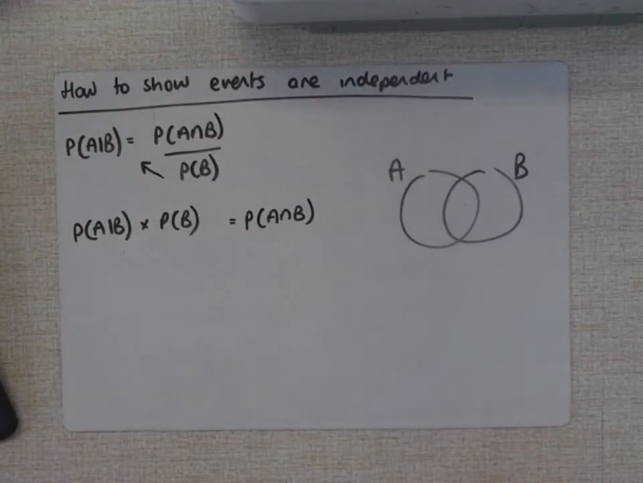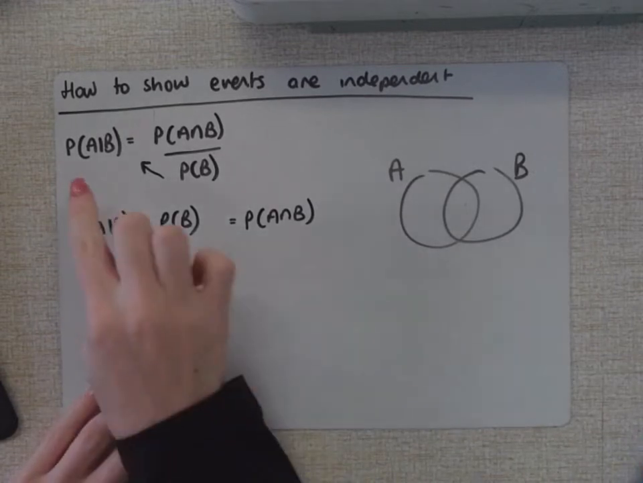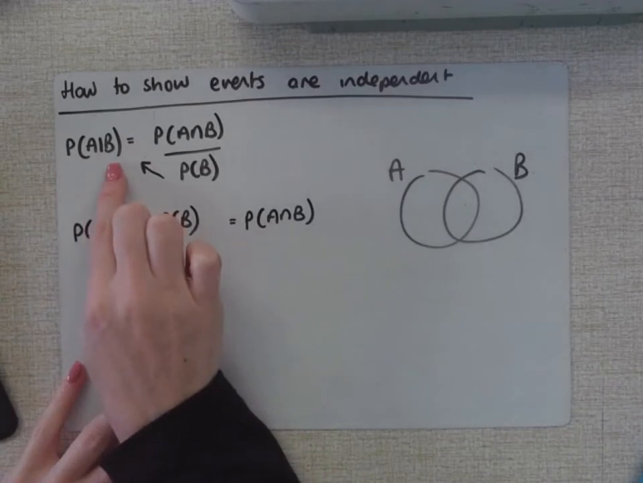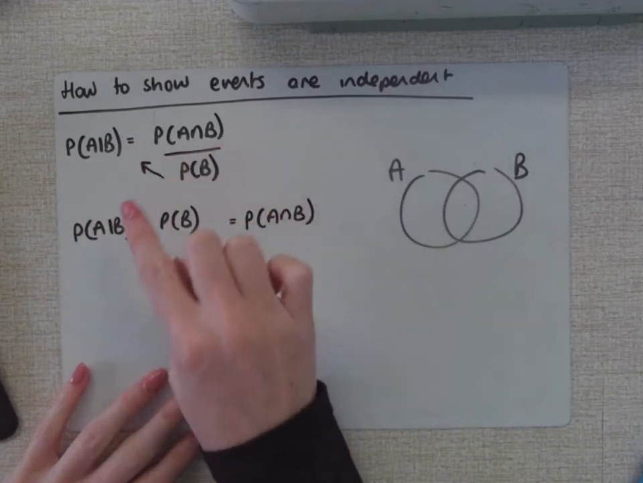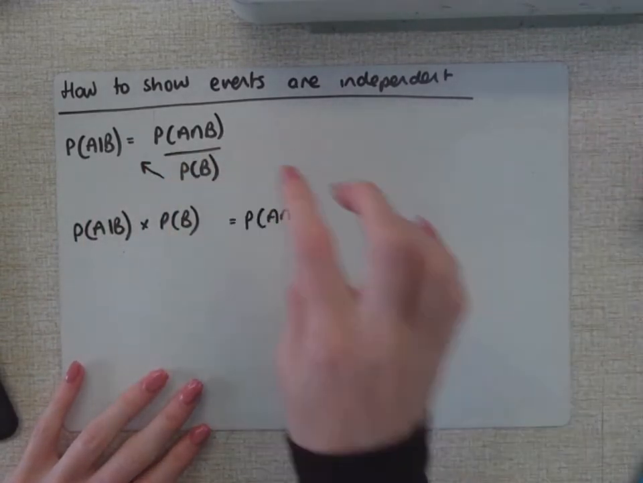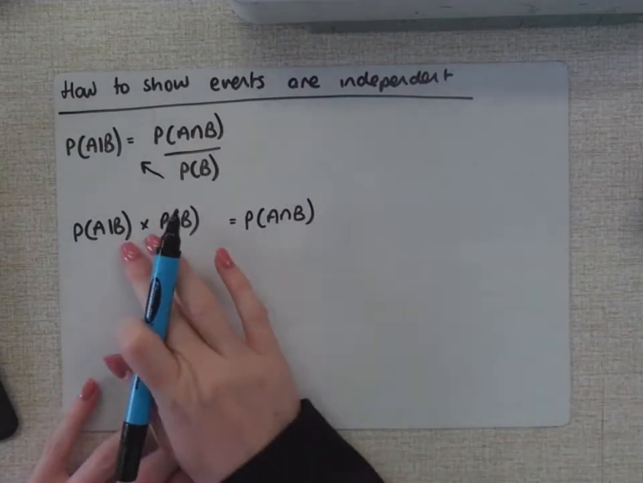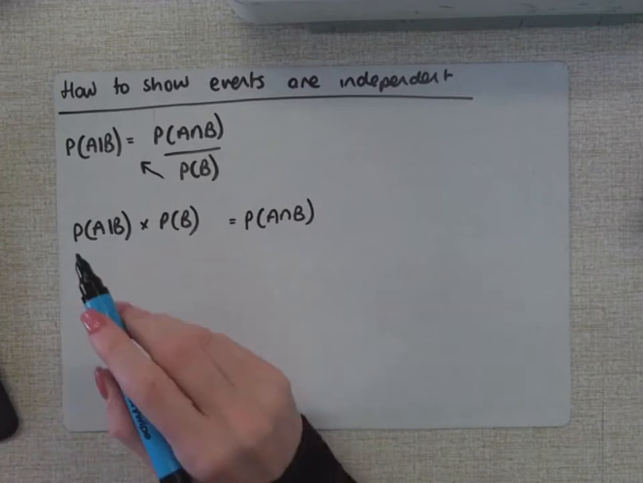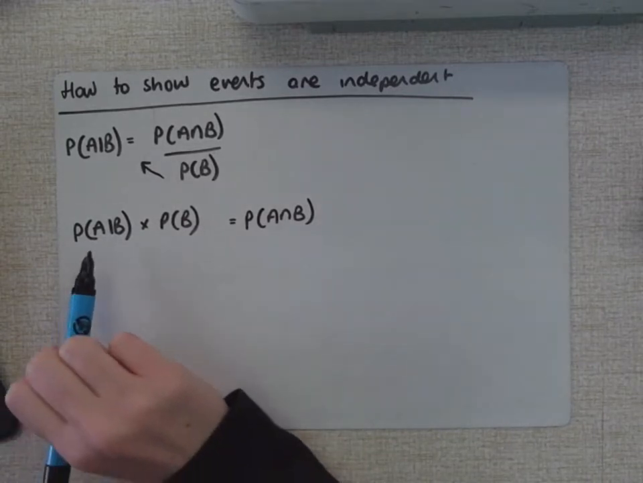Okay, so to show events are independent, we're going to use our conditional probability formula. So this formula, okay? The probability of A given B is the probability of A intersection B over the probability of B. Now, that probability of B comes up and it gets multiplied by the probability of A given B.